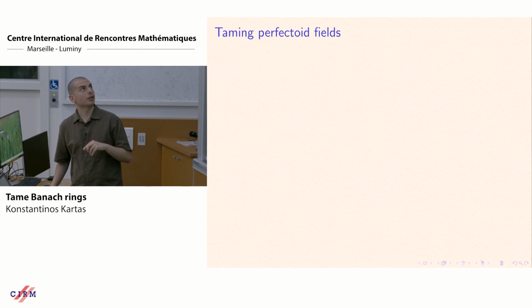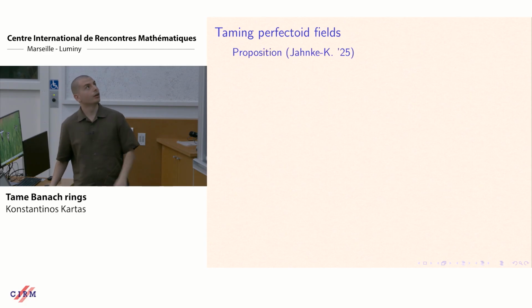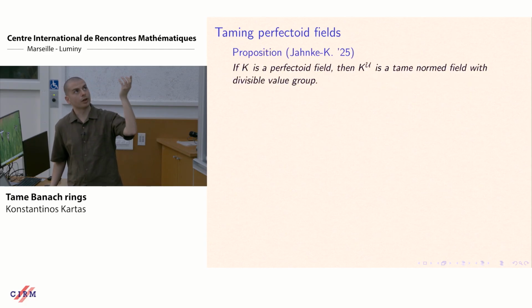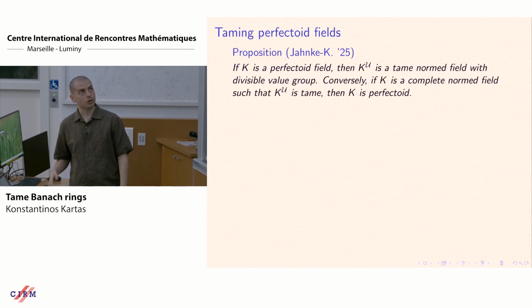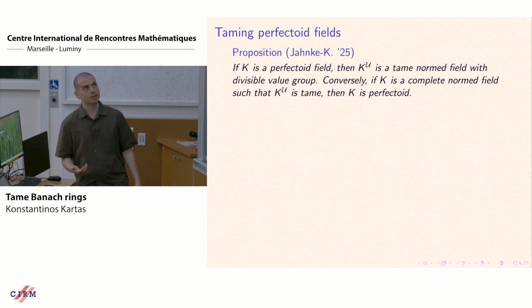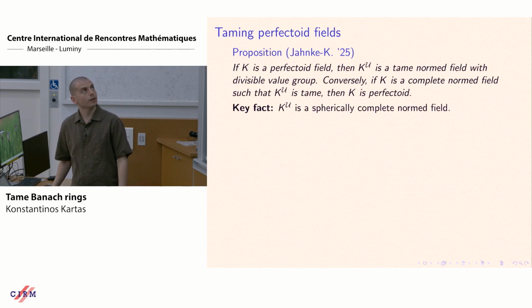And now I'm saying that you can tame perfectoid fields, in the following sense. If you take a perfectoid field and you take a Banach ultrapower, then this is going to be a tame normed field with divisible value group. And there's also a converse, namely if you start with a complete normed field such that the Banach ultrapower is tame, then the original field has to be perfectoid.